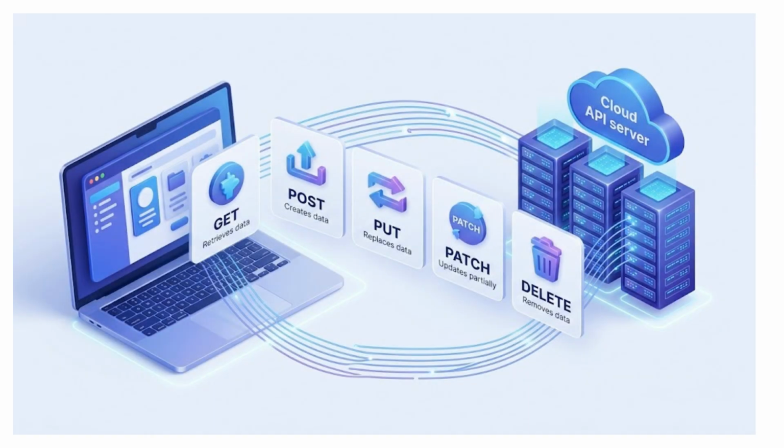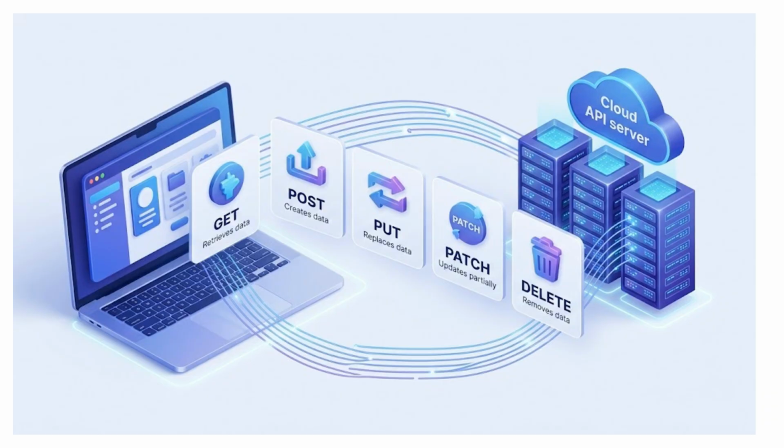Here we can see the 5 common HTTP methods used when an application communicates with a REST API. First, we have GET. GET is used to retrieve data from the server. Next is POST. POST is used to send data to the server, either for processing or to create something new. Then we have PUT. PUT is commonly used to replace or fully update an existing resource.